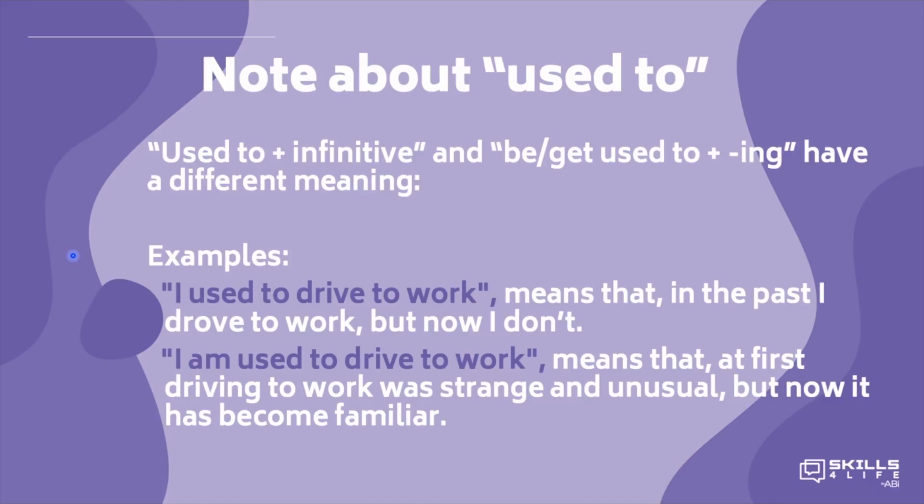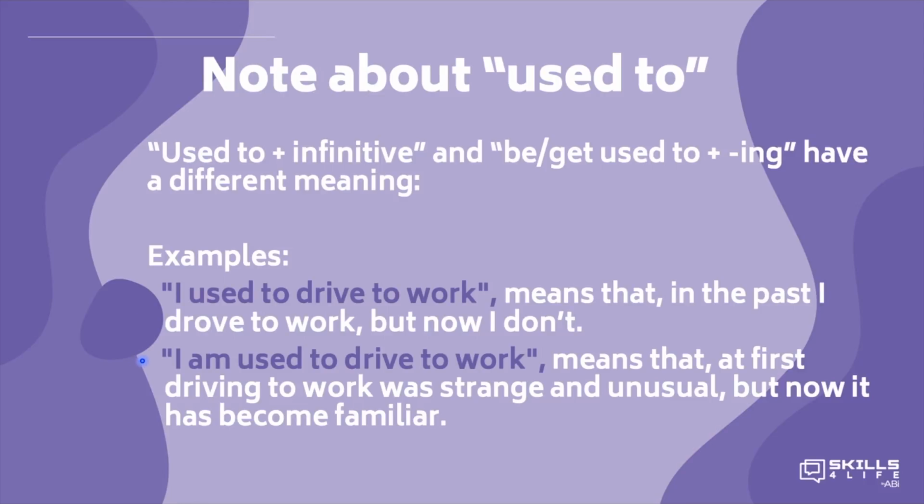Something important to take into account is that we need to distinguish the difference between used to plus infinitive and be or get used to plus the ing form of the verb, because they have different meanings. Let's look at these examples. The first one, I used to drive to work. What does it mean? It means that in the past I drove to work, but I don't do that anymore.